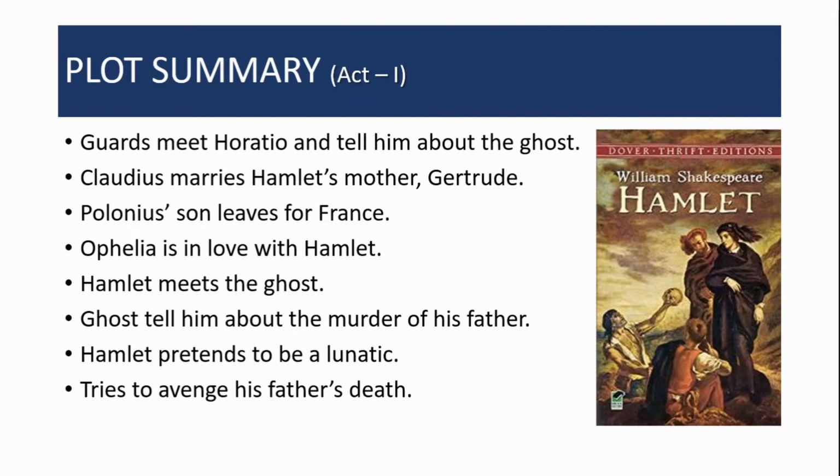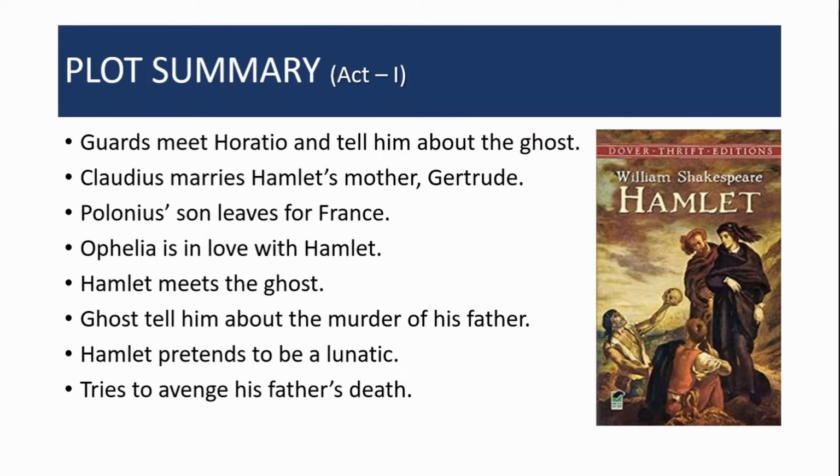Polonius, the royal attendant, says farewell to his son Laertes and gives him some fatherly bits of advice as he is departing for France. Ophelia, Laertes' sister, is in love with Hamlet. Laertes warns his sister to keep herself away from Hamlet.